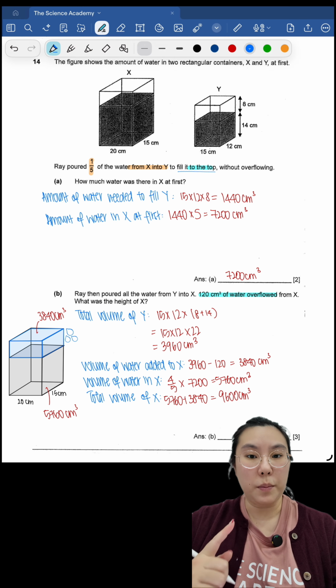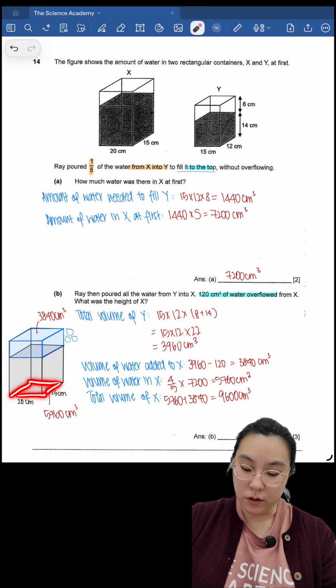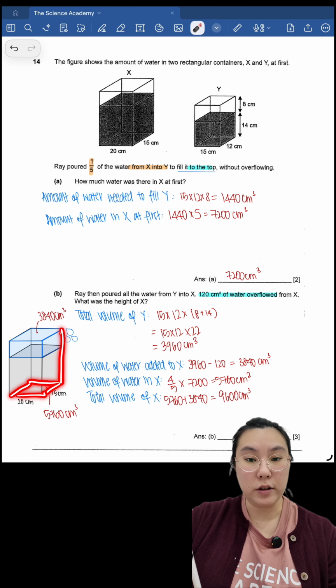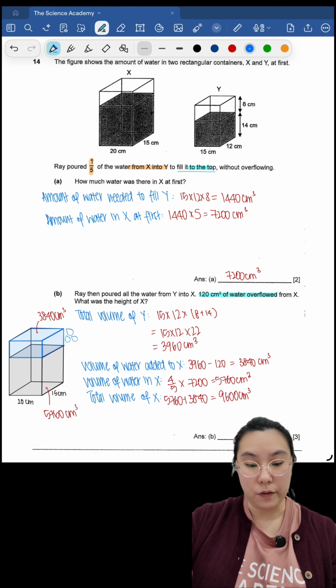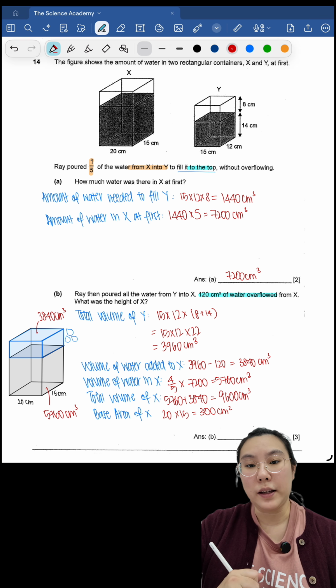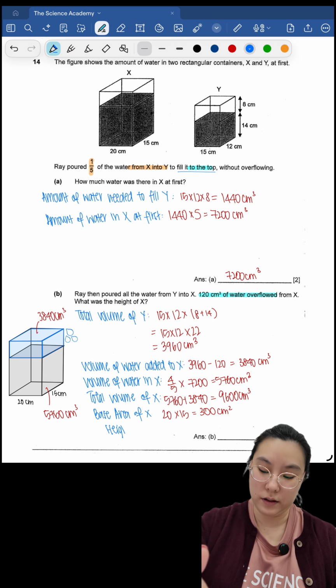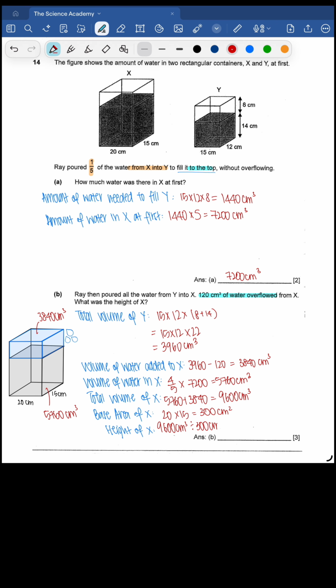Now students then need to apply again their understanding of volume, which is that volume is also base area multiplied by its height. With that, we can find the base area of X. And we now finally can find the height of X. And that is how you solve this question.